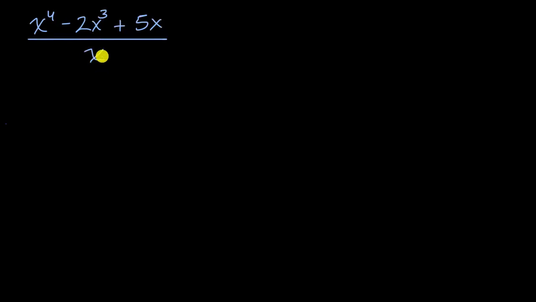All right. So if we're saying what is this top expression divided by this bottom expression, another way to think about it is, what do I have to multiply? So I'm going to multiply something. I'll put that in parentheses. If I multiply that something times x, I should get x to the fourth minus 2x to the third plus 5x. Now, how do I approach that? Well, there's two ways that I could tackle it.